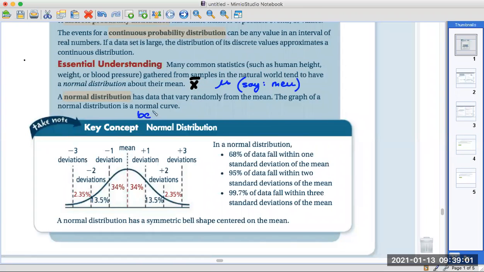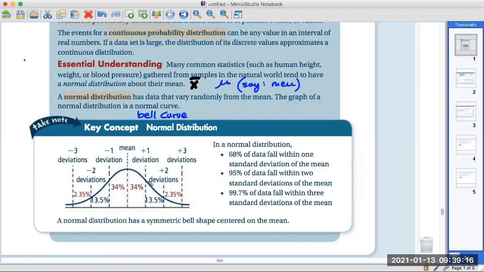Sometimes you'll hear the word bell curve because it kind of looks like, I guess, like a bell. I don't know. You know what? I think the man that invented that curve, his name was Bell. You might want to Google that and tell me.